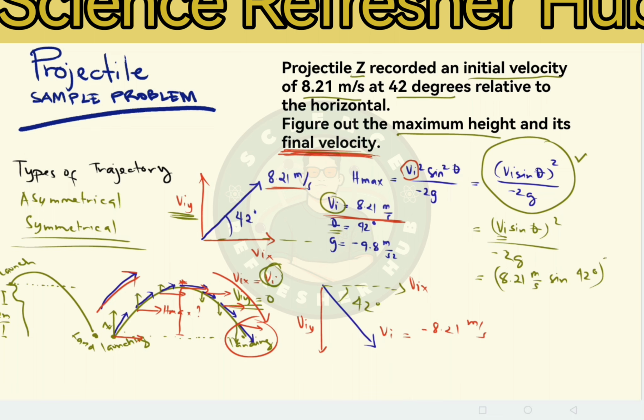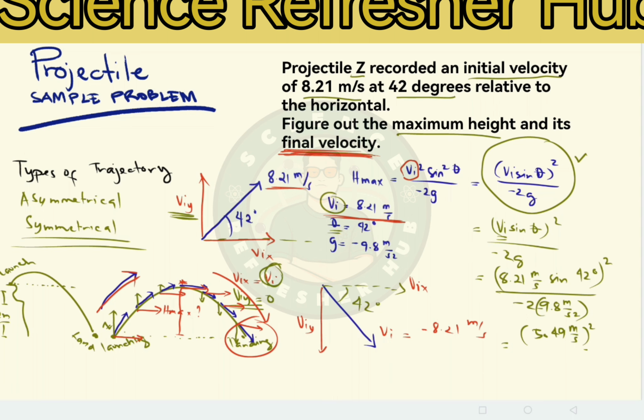And don't forget to square it out all over negative 2 times negative 9.8 meter per second squared. All right, let's get the value of our VI, or initial velocity sine theta, by inputting our data carefully in our calculator. So 8.21 times sine 42, and the answer is 5.49, and then our unit is meter per second.